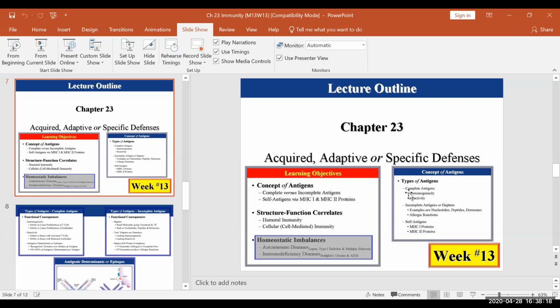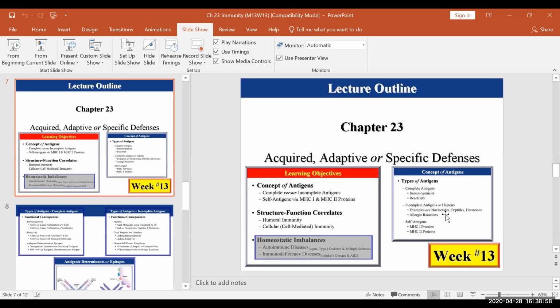So when we have a complete antigen, the complete antigen has two capabilities, two functionalities. It can induce immunogenicity, meaning it can induce an immune response. Reactivity, it also means it can react with that immune response, right? Whereas an incomplete antigen, also known as a hapten, is inert. It is not being recognized by the immune system. It would not cause us anything because they are too small to be recognized by the immune system.